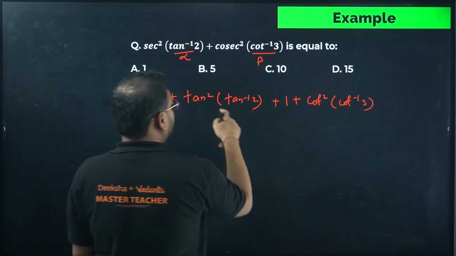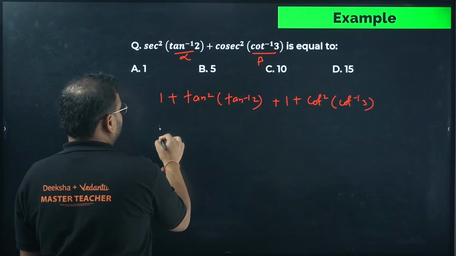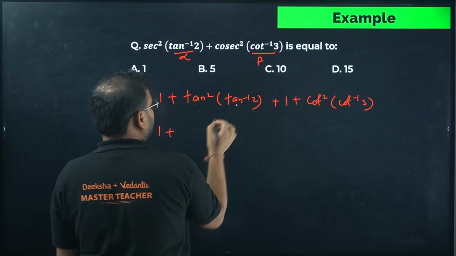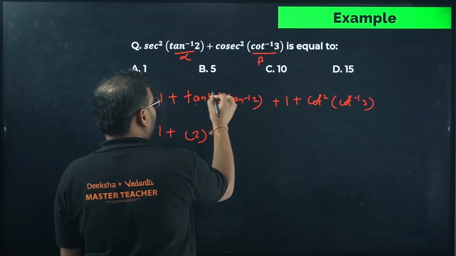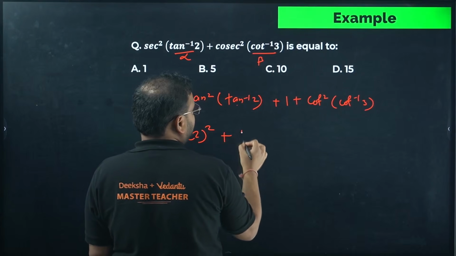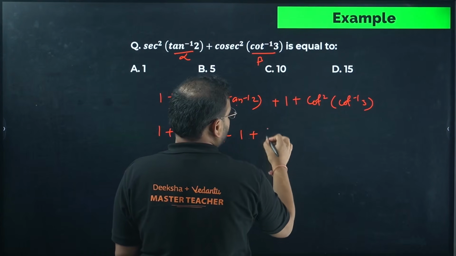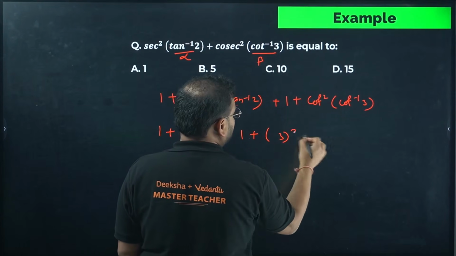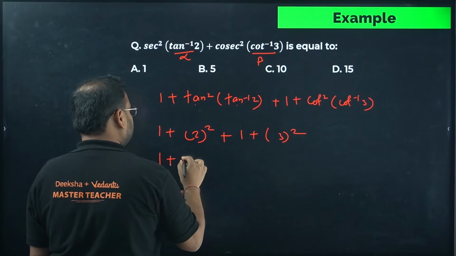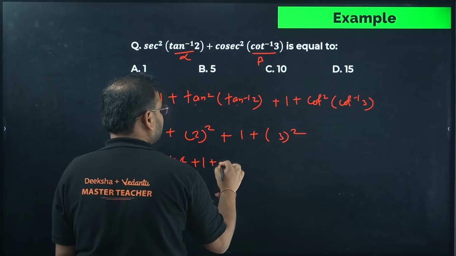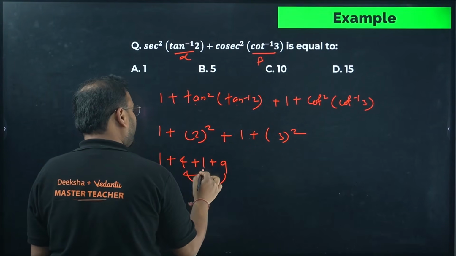Now tan of tan inverse will be the value itself, and there is a whole square, so write the whole square, plus 1. Cot of cot inverse will be the value itself, we have a whole square, so write the whole square. 1 plus 4 plus 1 plus 9. 13, 14, 15.